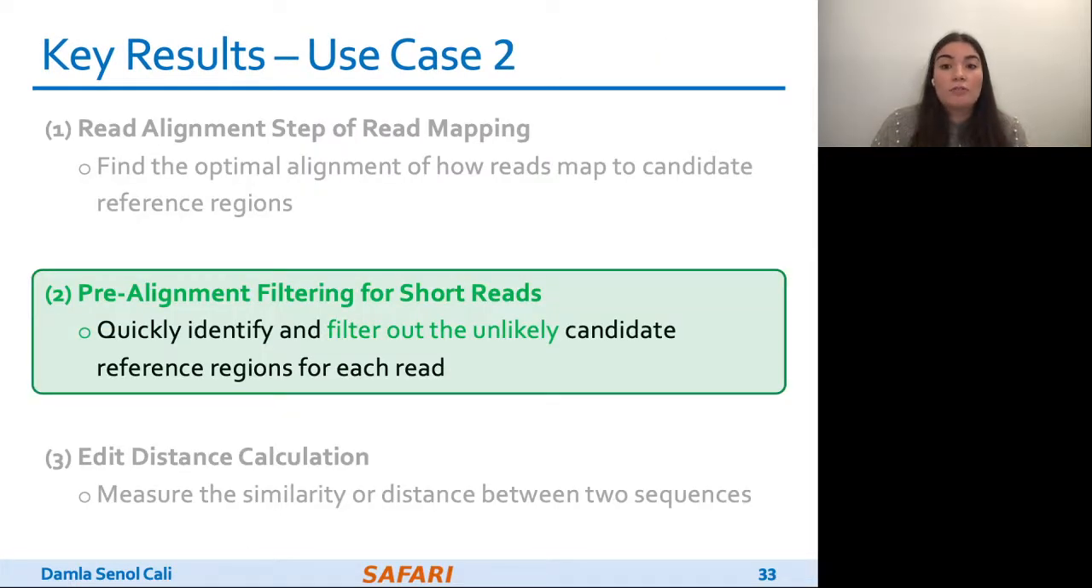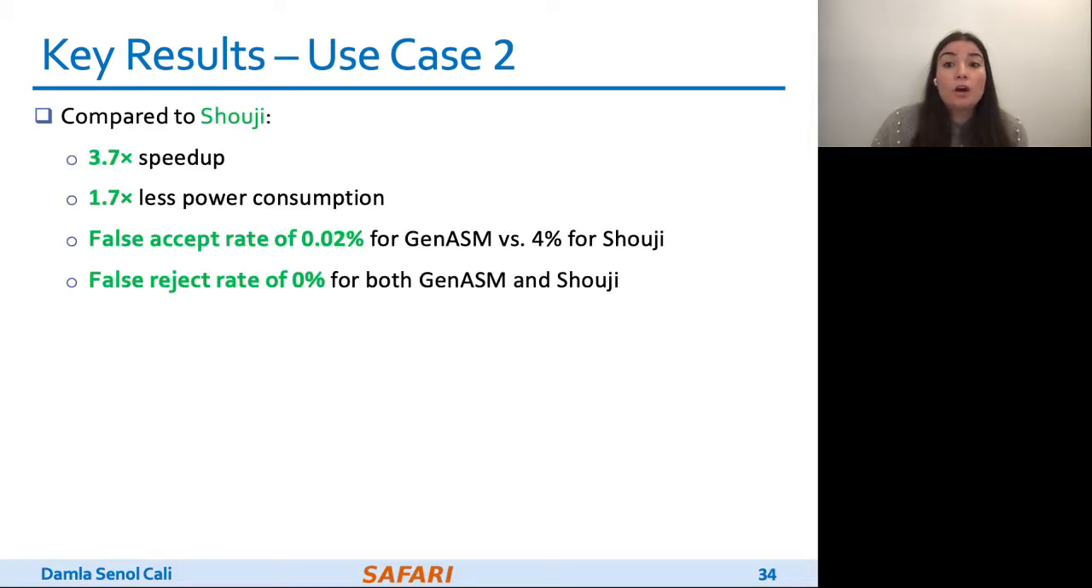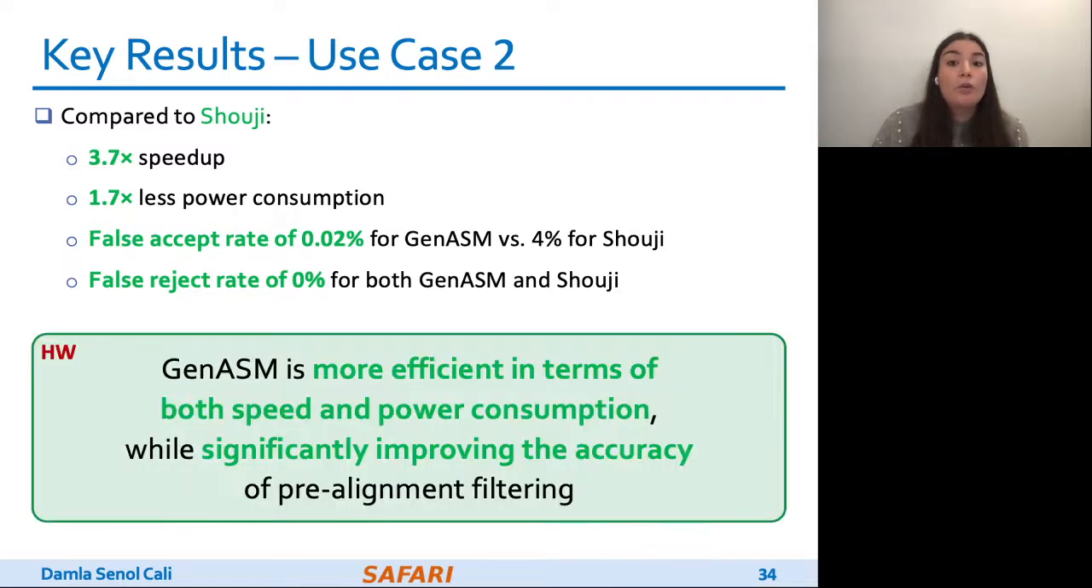So let's look at our results for the second use case. I don't have time to cover this result in detail, but here is the key takeaway. Compared to Shouji, which is a state-of-the-art FPGA-based filter, GenASM is more efficient in terms of both speed and power consumption, while significantly improving the accuracy of pre-alignment filtering.